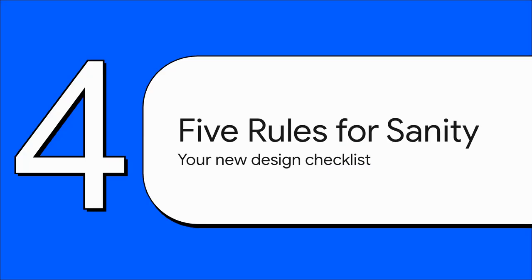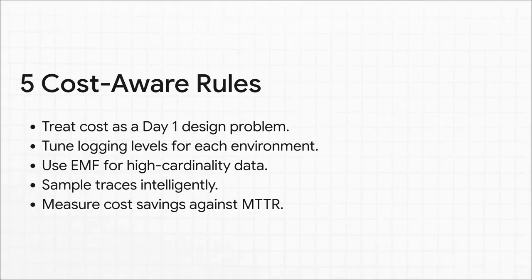So, to wrap everything up, let's distill this all down into 5 simple rules. Think of this as your new cost-aware design checklist for any service you build from now on. Rule number 1, treat cost as a feature right from day one. Don't make it an afterthought. 2, tune those logging levels for every environment. Debug for dev, info for prod. It's simple. 3, embrace EMF for anything with high cardinality. It's your new best friend for cost control.